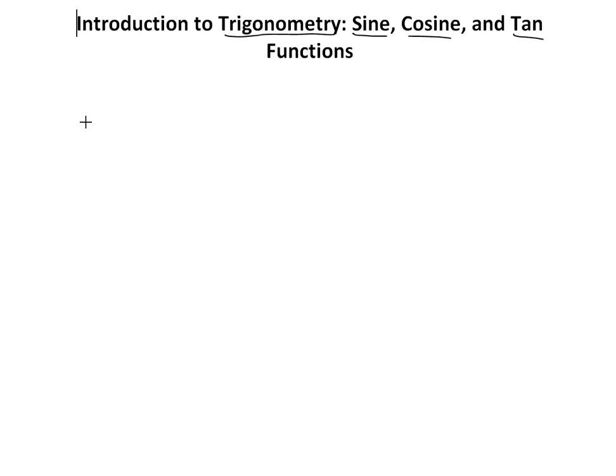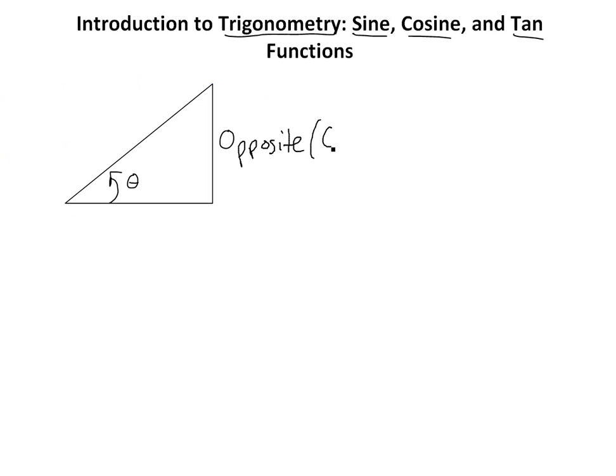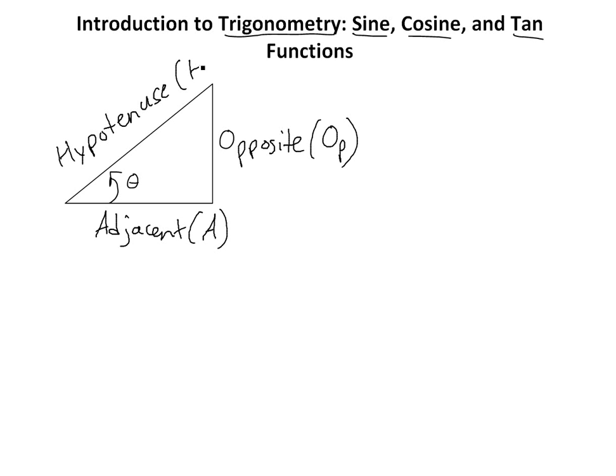Just draw a random triangle. So if we were to draw it like this, okay, let's move it this way. This is an angle. This is angle theta. It's a Greek letter, usually used for angles, and we'll call this side opposite, OP, this is adjacent, which we'll call A, and then this right here is the hypotenuse, which we'll just call H.